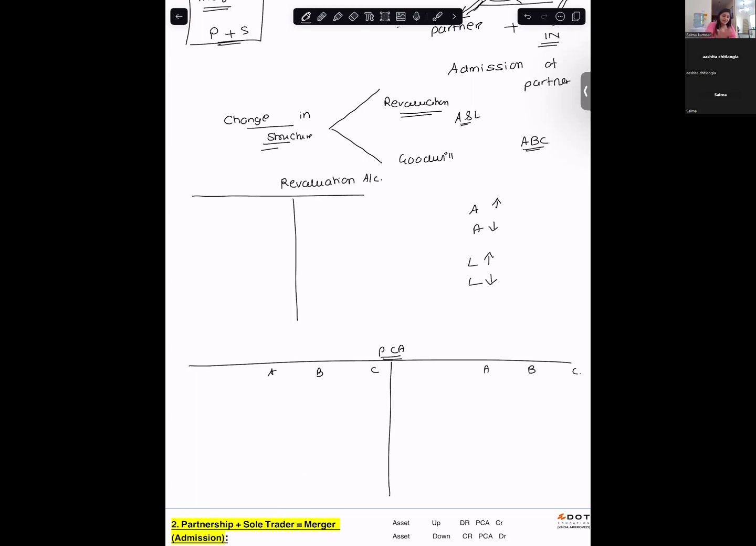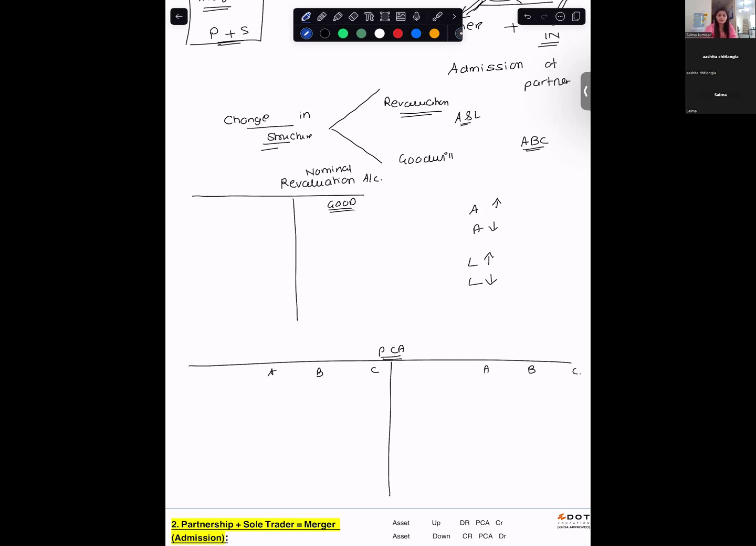So when I am making a revaluation account, it is like a nominal account. All the good things will happen on which side? Can you give me the rule for nominal account? Credit what comes in, debit what goes out. This is the real account rule. Can you give me the rule for nominal account? Nominal account: debit all expenses and losses, credit all incomes and gains.